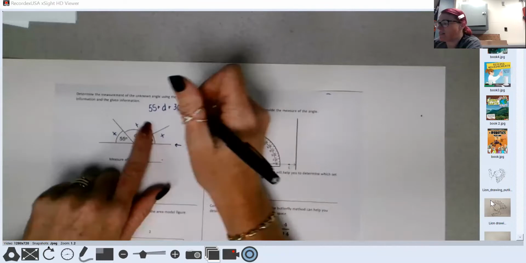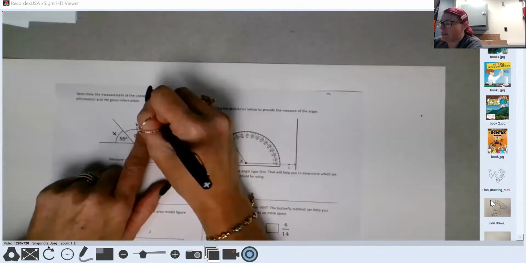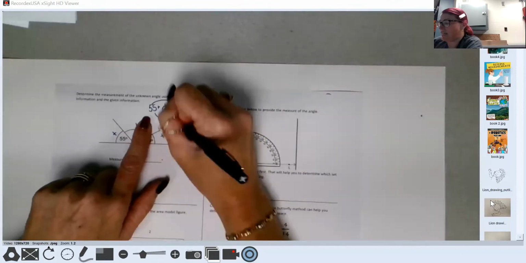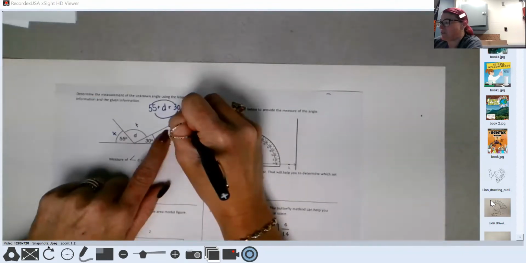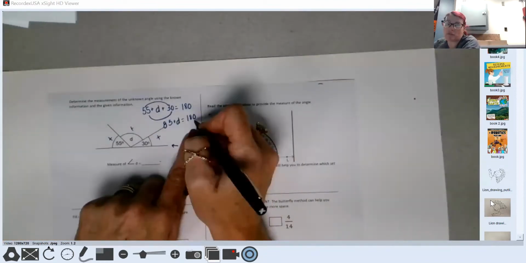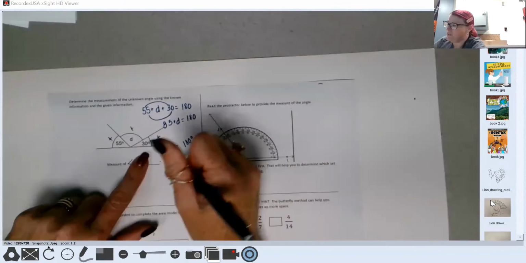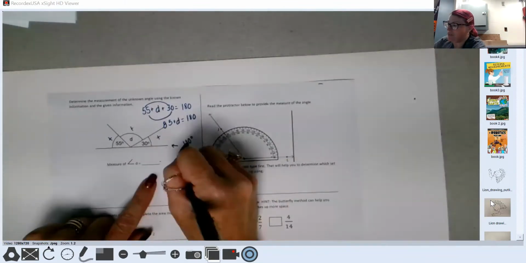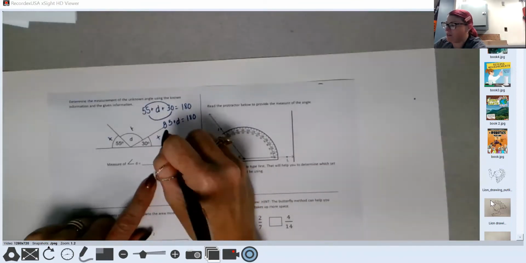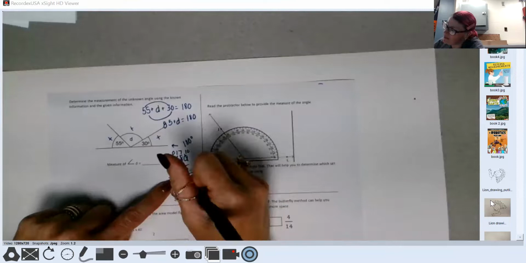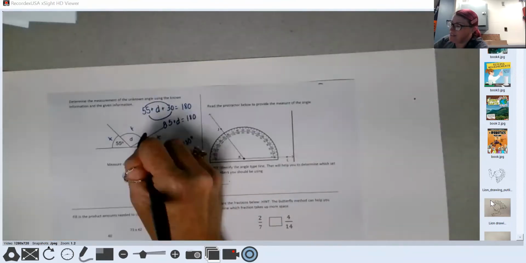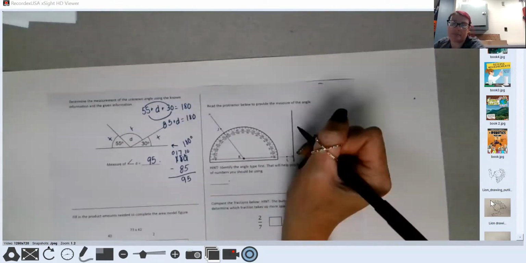So now what I can do is add these two angles together. 0 plus 5 is 5. 3 plus 5 is 8. Plus D equals 180. So now I can take this amount and subtract it from 180 to get my D. 180 minus 85, can't do that. Got to regroup. 0, 17. 10 minus 5 is 5. 17 minus 8 is 9. So the answer is 95 degrees.